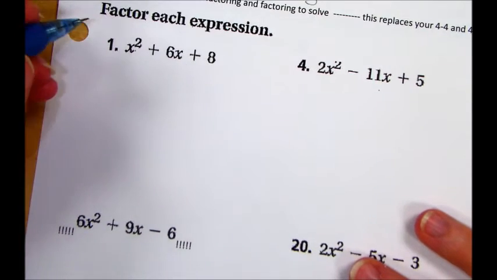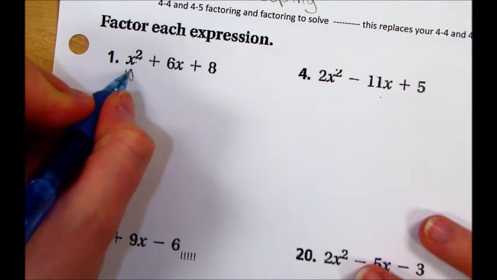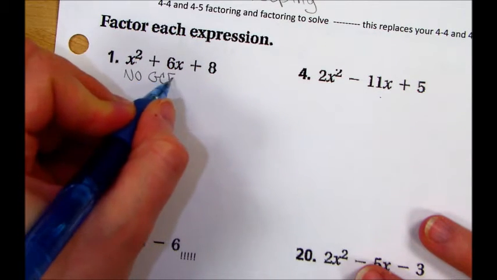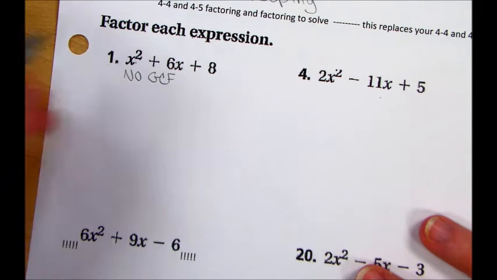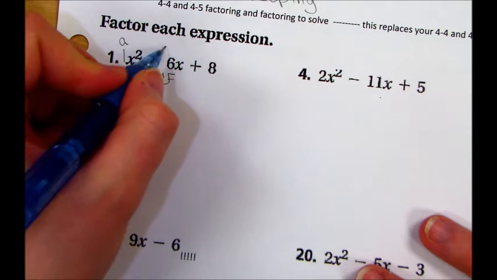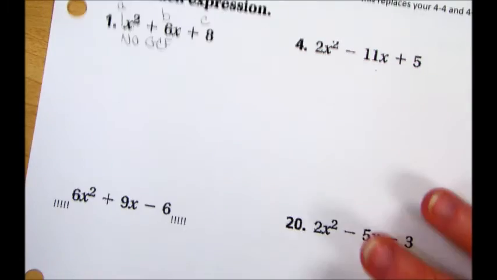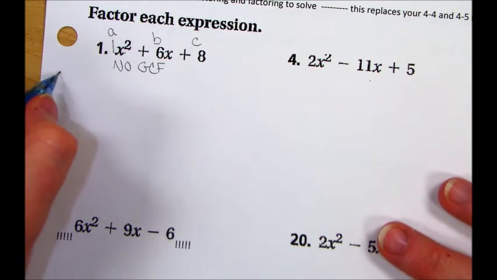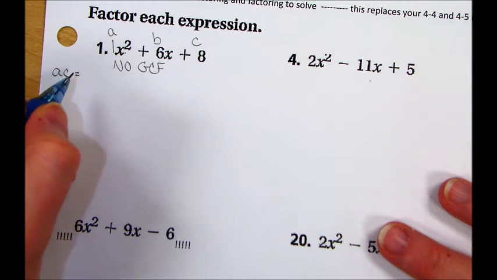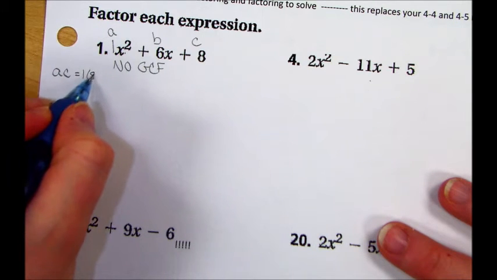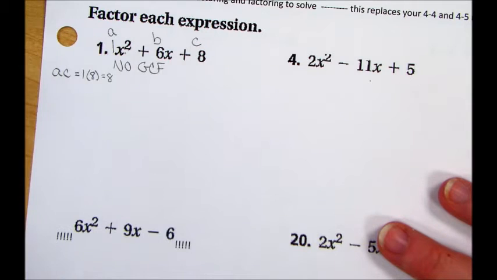No matter what method you pick, you have to make sure that in this problem, as you can see, I hope, there is no GCF. Because of that, we identify A as 1, we identify B as 6, and C as 8. Hopefully this is ringing a bell. The next thing we do is we identify A times C. So 1 times 8 is 8.